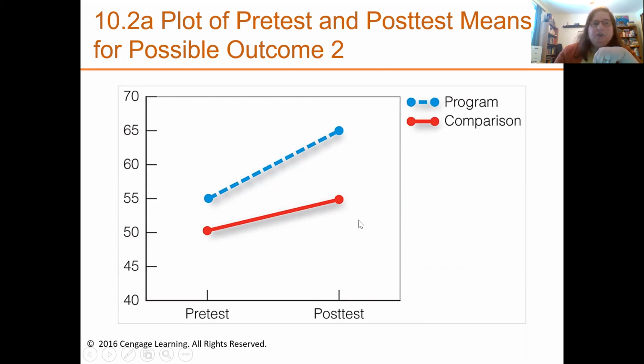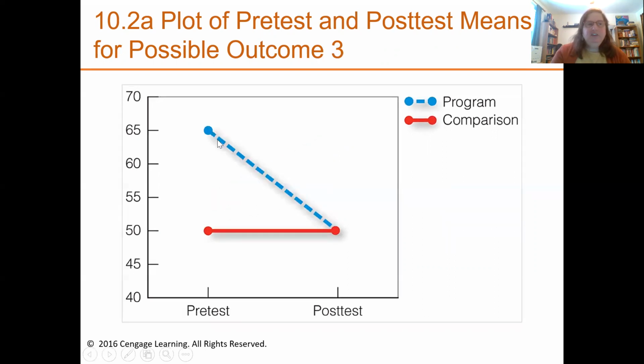So what's this due to? Could be due to trying to make the experimenters happy by reporting better results at post-test, something to do with testing, something to do with instrumentation, could be any of those. And here in this case, nothing happens with the comparison group, but the program group goes way down. So that's not what we want to see necessarily.